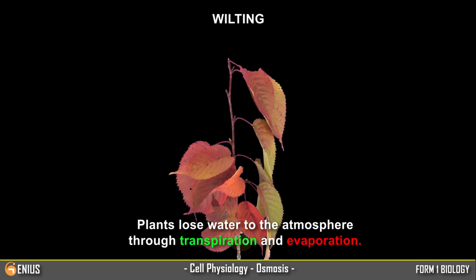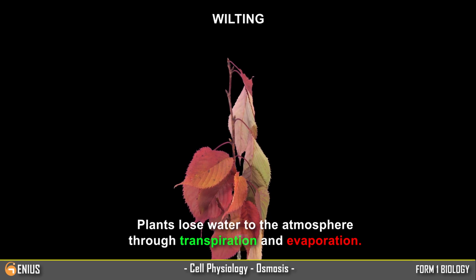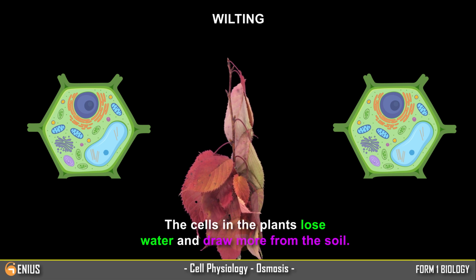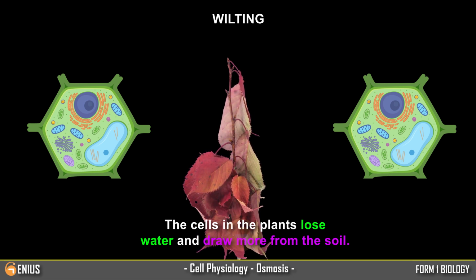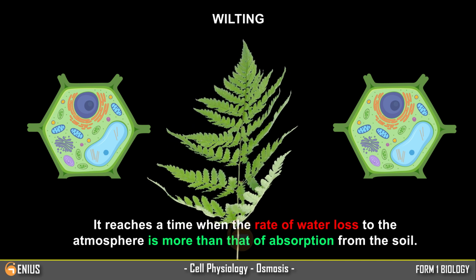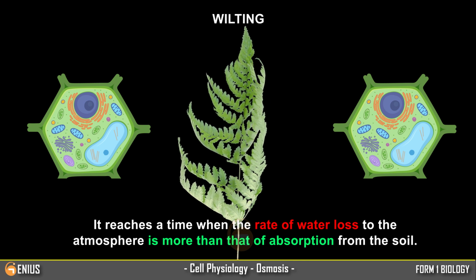Wilting. Plants lose water to the atmosphere through transpiration and evaporation. The cells in the plants lose water and draw more from the soil. It reaches a time when the rate of water loss to the atmosphere is more than that of absorption from the soil.